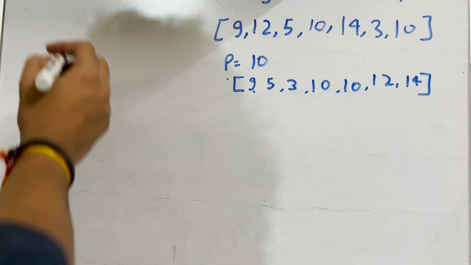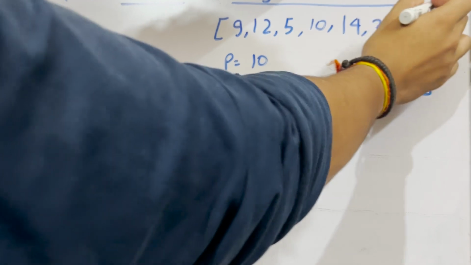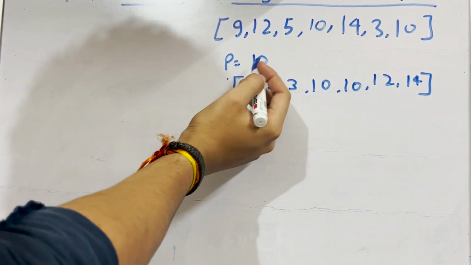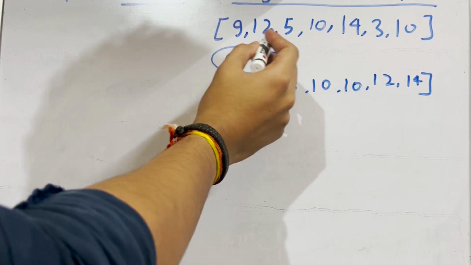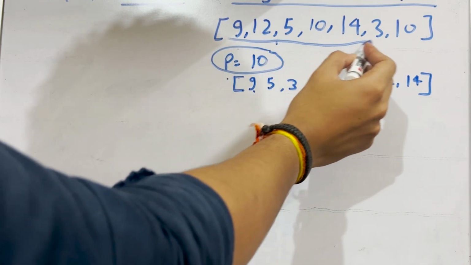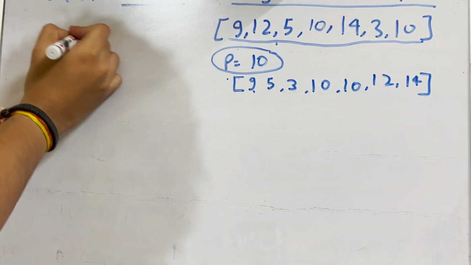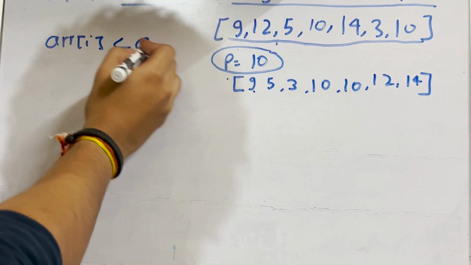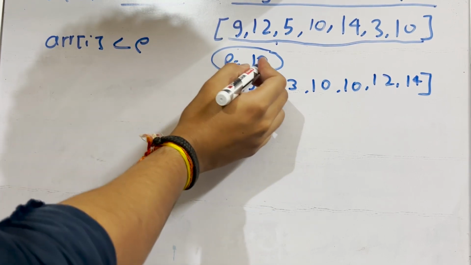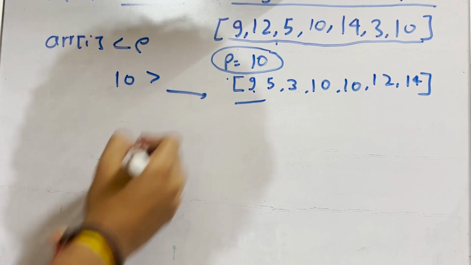So here we are going to discuss question number 2161, which is partition array according to given pivot. In this question, you are given a pivot which exists in an array, and we have to rearrange or partition the array in such a way that all the elements which are less than the pivot should be on the left side of the array, and all the elements which are greater than 10 should be on the right side of the array.